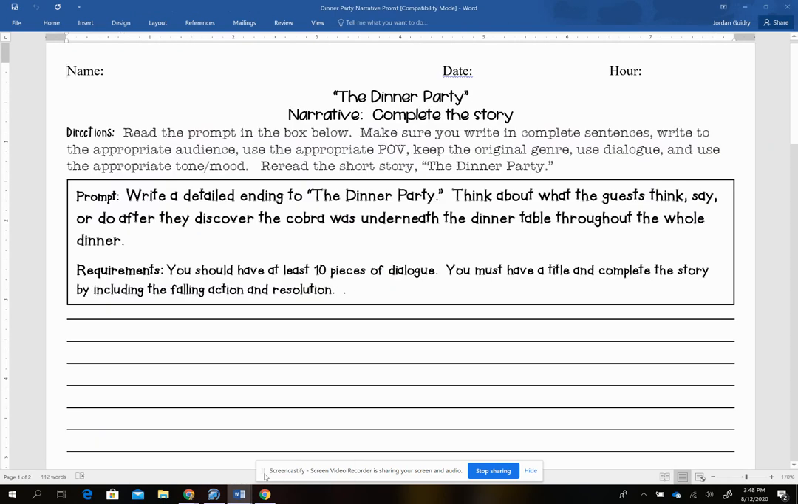So one more time, let's go over your prompt. Write a detailed ending to the dinner party. Think about what the guests think, say, or do after they discover the cobra was underneath the dinner table throughout the whole dinner. Remember, you should have a minimum of 10 pieces of dialogue, and you must have a title and complete the story by including the following action and resolution.